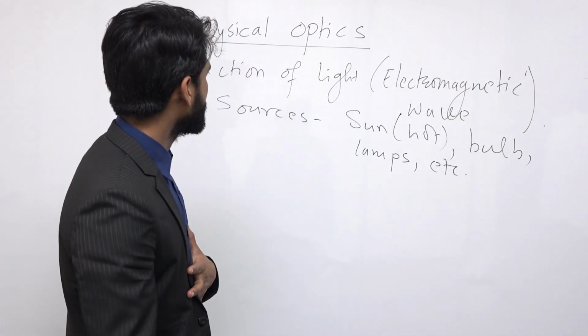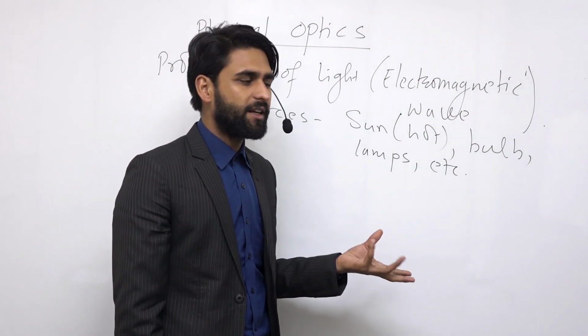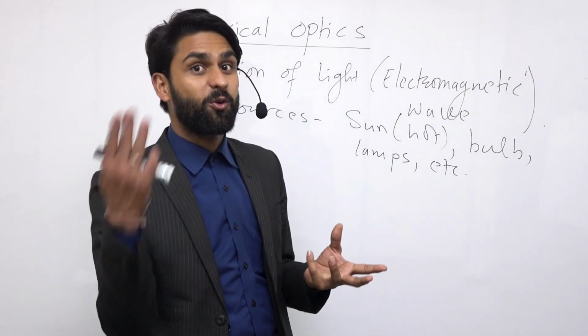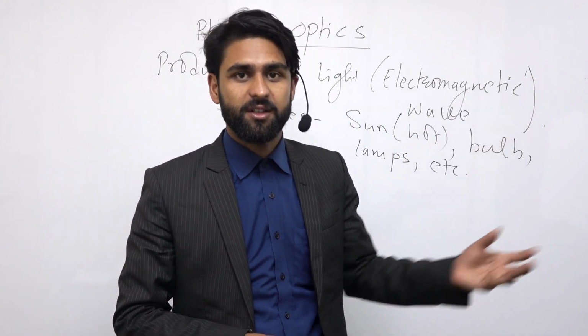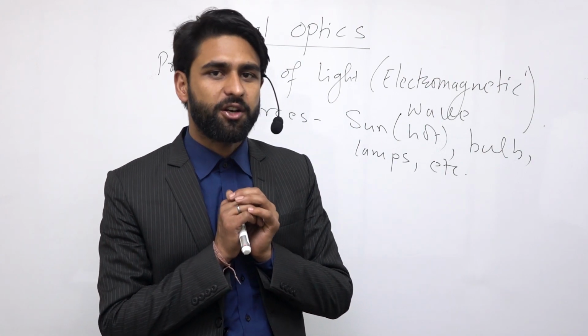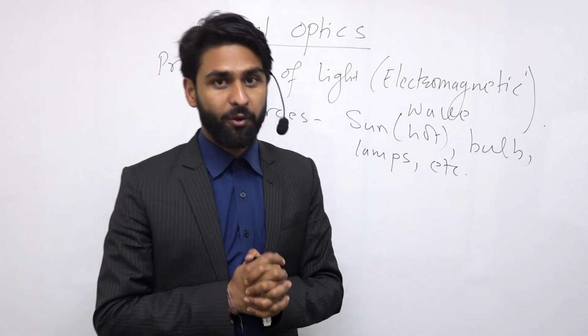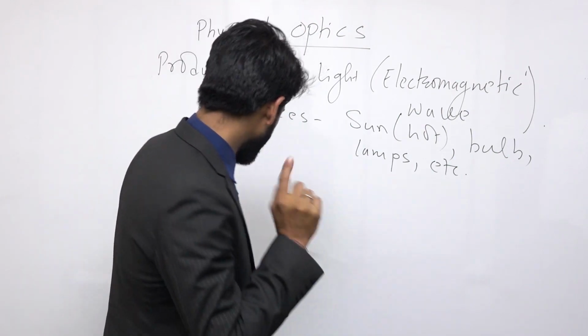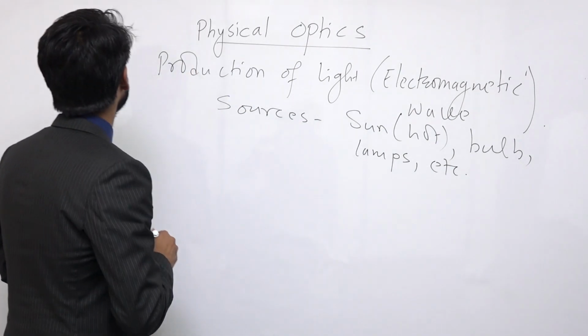The first thing about electromagnetic waves is the production of the wave. What phenomenon goes on in the sun, what phenomenon goes on in a bulb, all these things are associated with the electromagnetic wave. Whatever light we get is an electromagnetic wave, which is a transverse wave. So in this chapter, first of all, we are starting with the production.